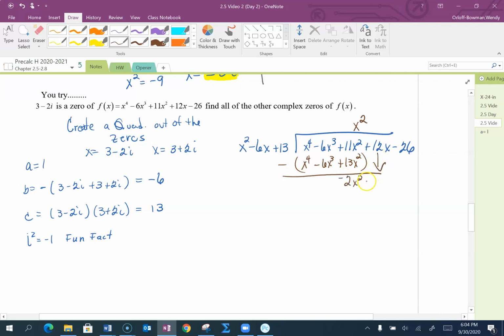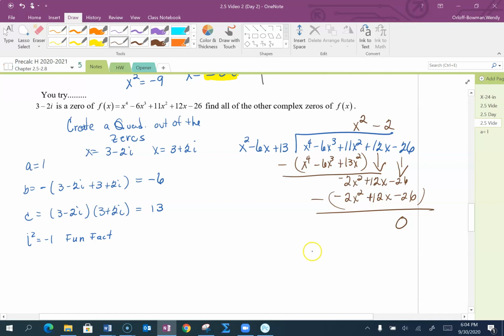And I'm going to bring down that next term. x squared goes into -2x squared, -2 times. This seems like it's going to go pretty quickly for us. And that should be a positive 12x. I forgot to bring down my next term. Sorry about that. And when I subtract, I get 0.